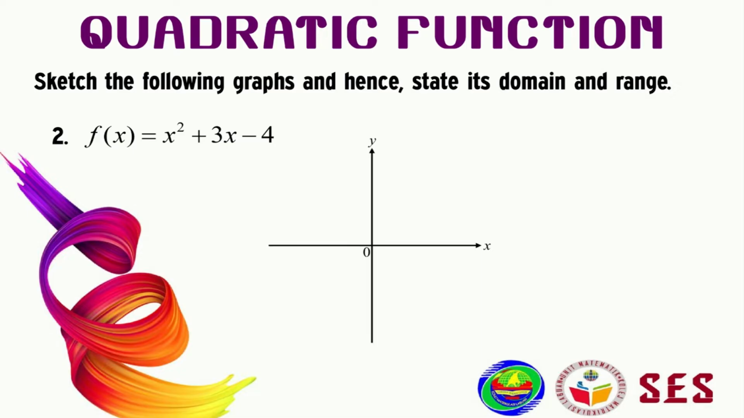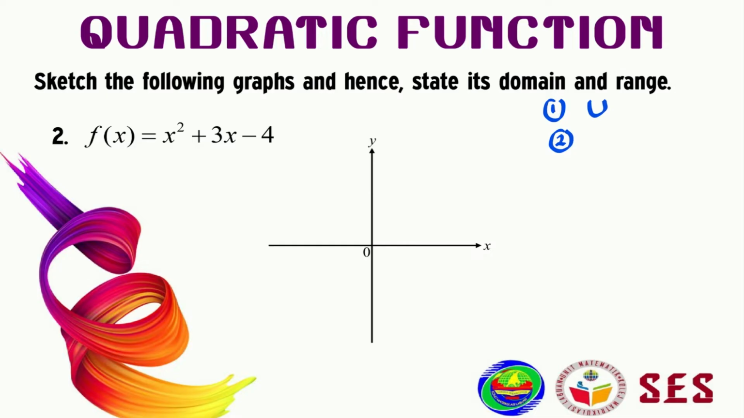Alright, so let us continue with discussing question number 2. Suppose that we need to sketch the graph of f(x) = x² + 3x - 4. First and foremost, let us identify the shape of the graph. When we look here, this one is positive x², which means we will have the smile shape, right? And the next one is we need to get the x and y intercepts.